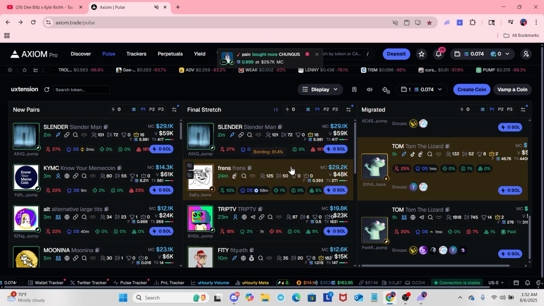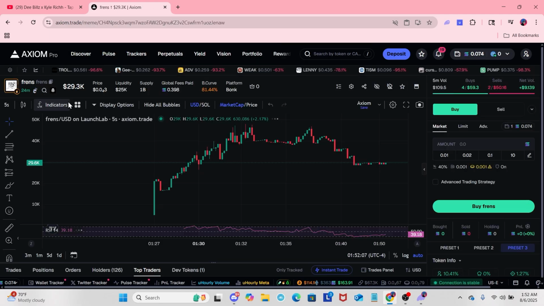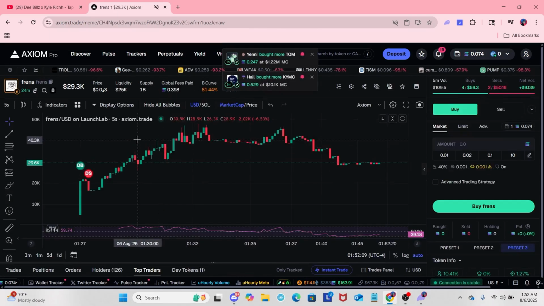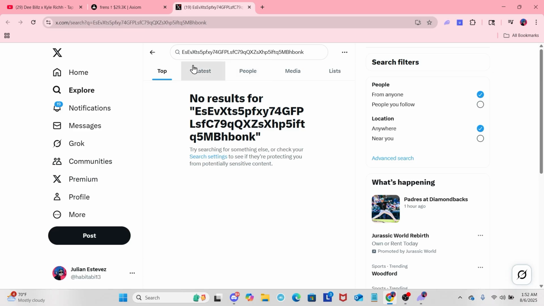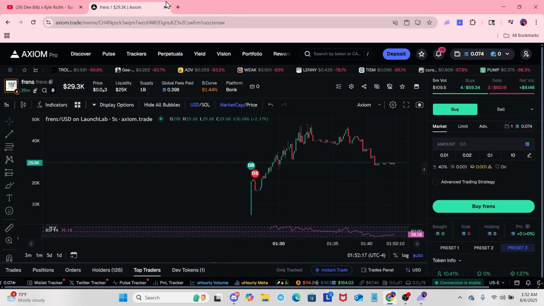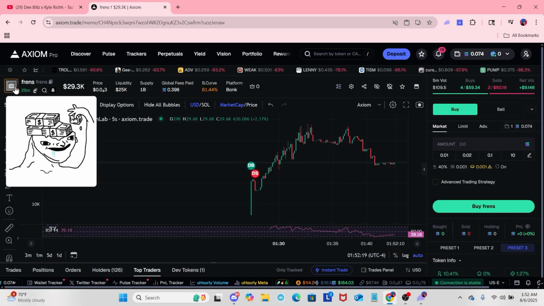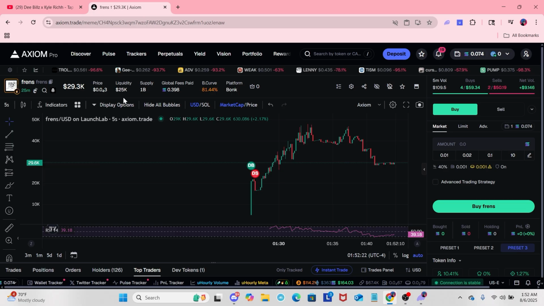Because you usually want to find a reason why it's pumping. You don't want to just hop in a coin because you think it's going to pump. You want to have a reason why you think it's going to pump. You know what I'm saying? If I click on this, let's see. Nobody really posted about it. Like, what's the reason? Why is this pumping? Why is it a coin that is gaining volume?